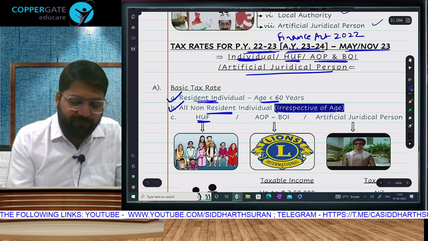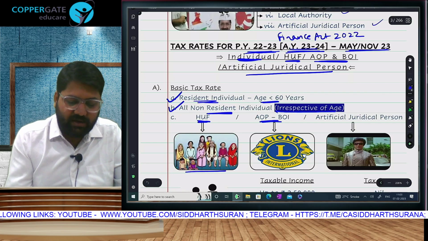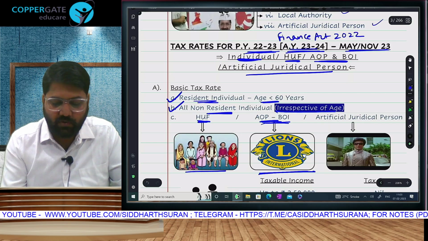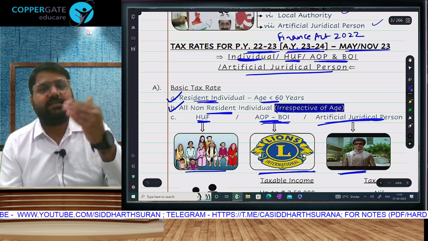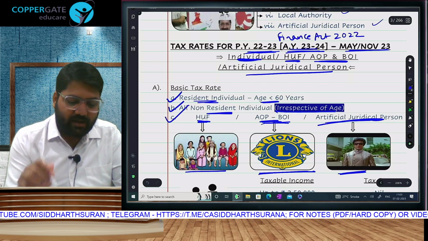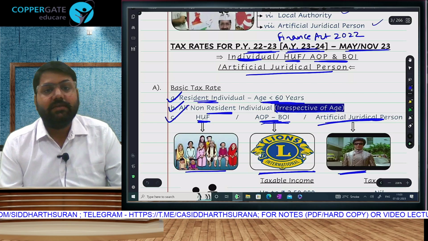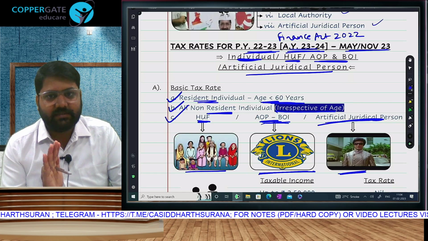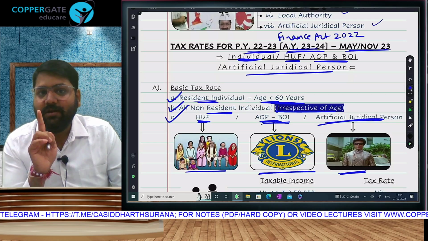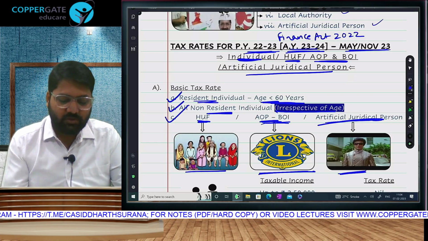And further, if you are HUF, Hindu undivided family, AOP, BOI (group of persons who have come together for a common purpose or goal), artificial juridical person, or any assessee not falling in the first 6 categories, then they will also have the same tax rates as the normal individual less than 60 years. Non-resident will have the same tax rate. The separate rates are given only for resident senior and resident super senior citizens.